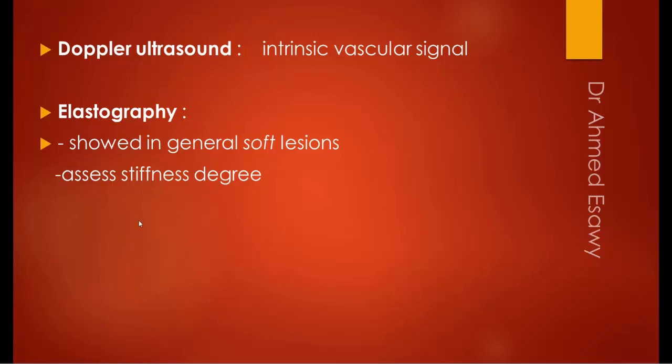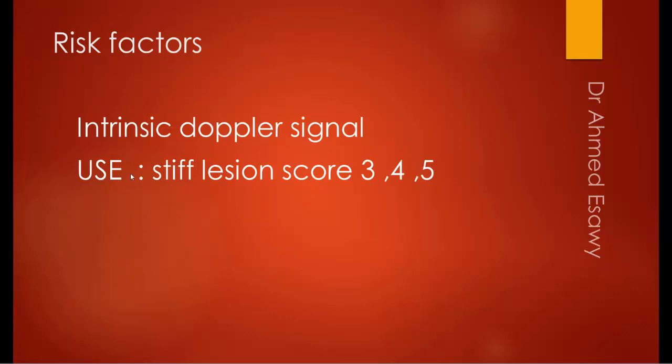Elastography shows what? In general it shows a soft lesion, and we assess the stiffness degree. Risk factors are intrinsic Doppler signal and a stiff lesion on elastography with score 3, 4, or 5.